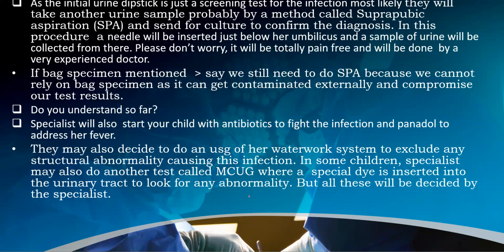So what they are going to do in the hospital, that's what you are going to talk about. As the initial urinary dipstick is just a screening test for the infection, most likely they will do another test to confirm the diagnosis, which we call suprapubic aspiration. In suprapubic aspiration, a small needle will be inserted just below her belly button, and then a sample of urine will be collected and sent for culture to confirm the bug and sensitivity. Please don't get scared. It will be totally pain-free and will be done by a very experienced doctor.